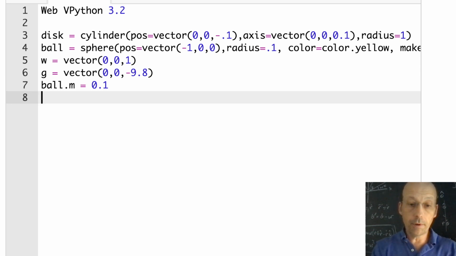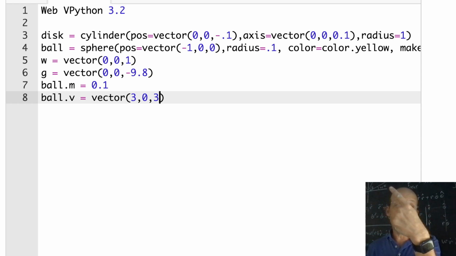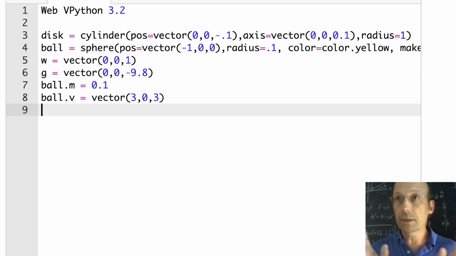I need the velocity of the ball. So I'm going to pick that. Ball.v equals vector 3, 0, 3. So I'm going to throw it up at an angle of 3 meters per second in the z component and 3 in the x component. Let's just throw it without gravity, without Coriolis force first, just to make sure things are working.